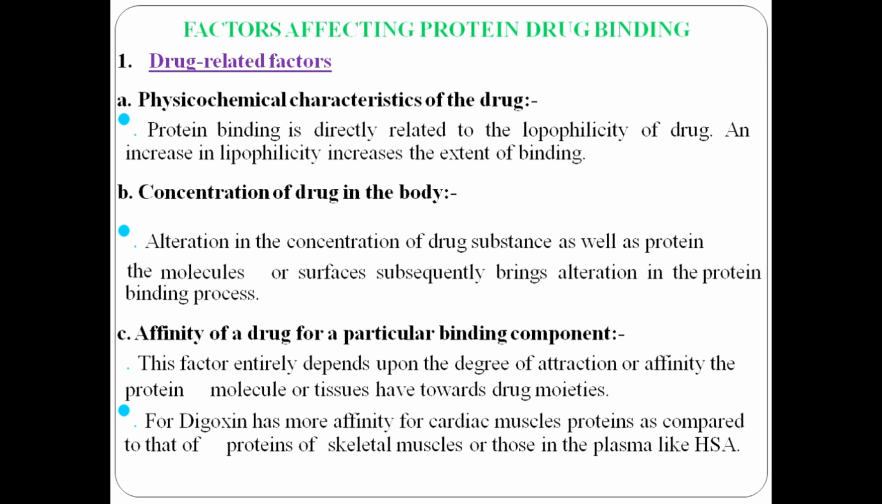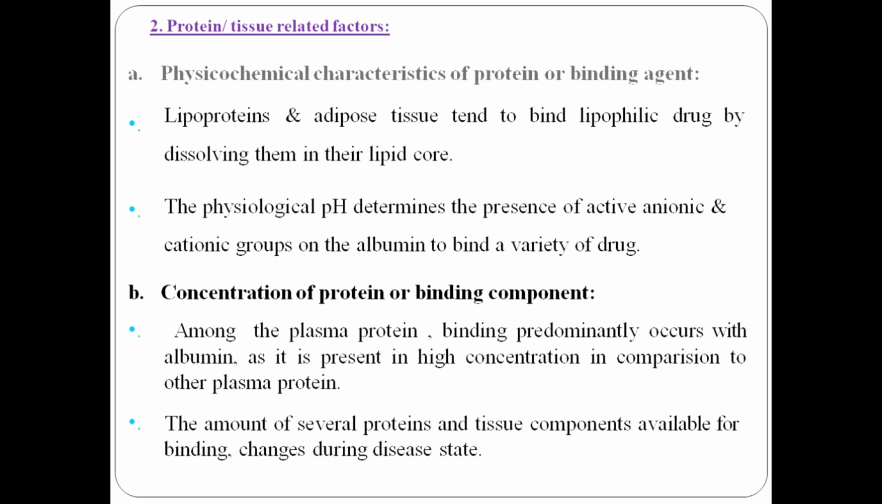Next one is affinity of drug for a particular binding component. This factor entirely depends upon the degree of attraction or affinity the protein molecule or tissue has towards the drug moiety. For example, digoxin has more affinity for cardiac muscle protein as compared to skeletal muscle or those in the plasma like human serum albumin.